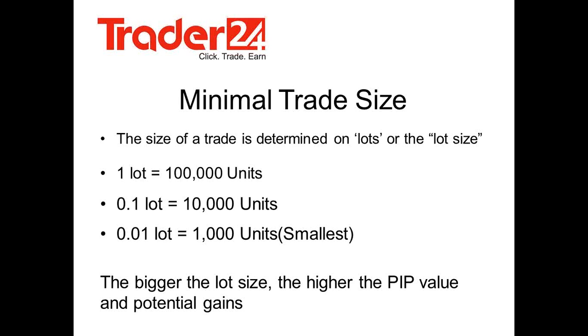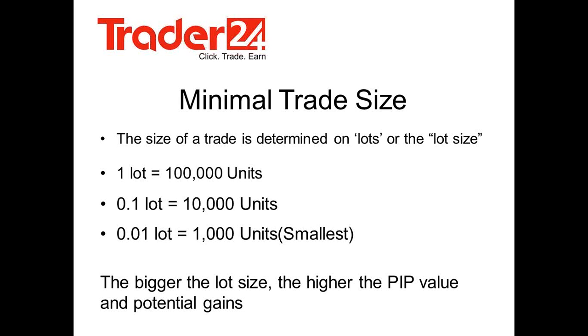Again, divide by 10, and then you divide by 10 again for a micro lot. This is the smallest lot that we offer on the market. 1,000 units will give you a pip value of 10 cents in dollars and a pip value of 1 Rand per pip. So every time the market moves up, let's say 10 pips with a 0.01 lot, you will make 10 Rand profit.